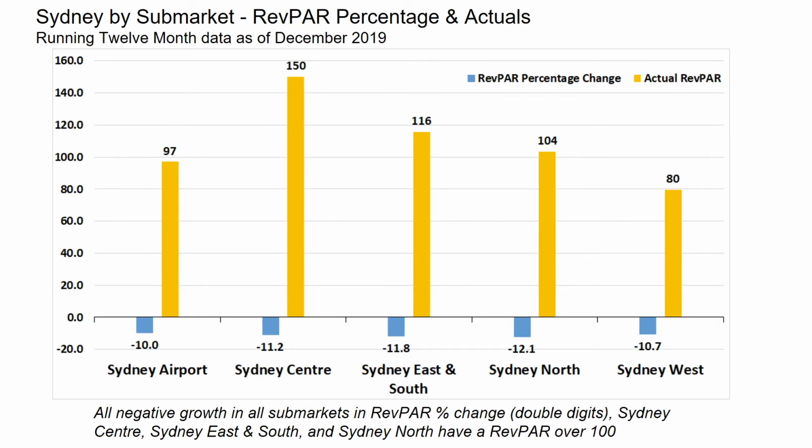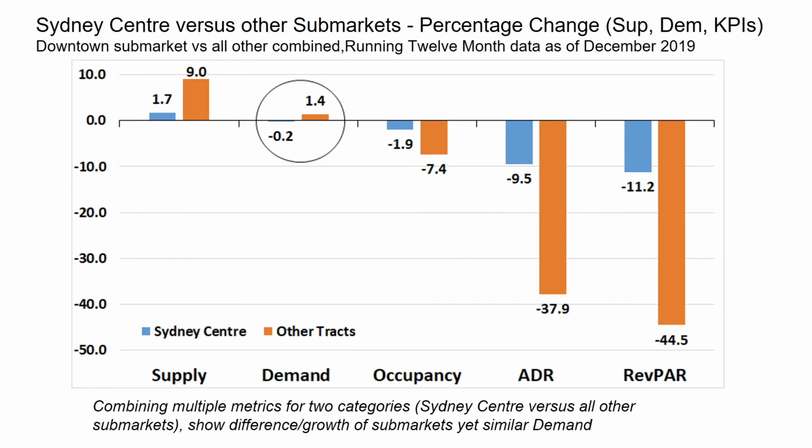Speaking of the RevPAR percentage and actuals, all of the RevPAR percentage change are in negative double digits, and Sydney Centre has the highest RevPAR of 150. In this graph, we try to combine other submarkets together to compare with Sydney Centre with the percentage change of supply, demand, and different KPIs. And after combining together, we can see that there's only a slight difference in the demand, while the others have a bigger gap.